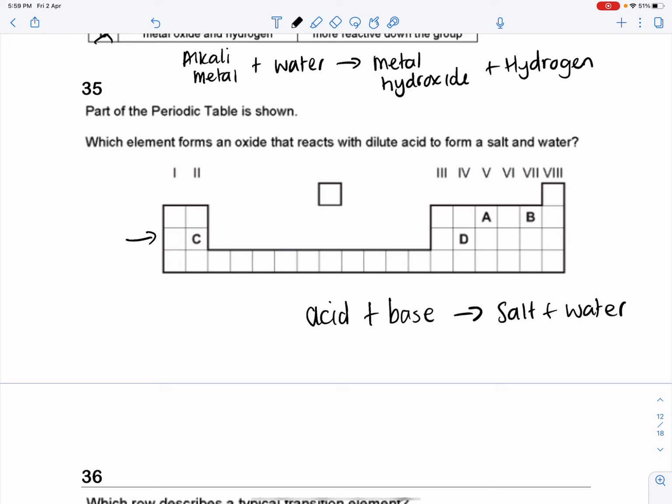Well, we know that basic oxides are over here. We know that this will be acidic. So the element must be C.